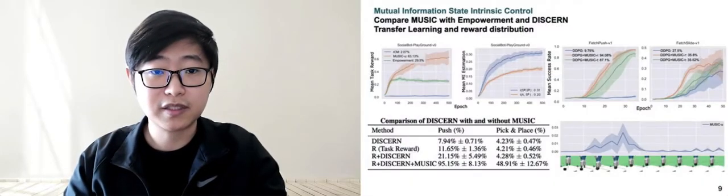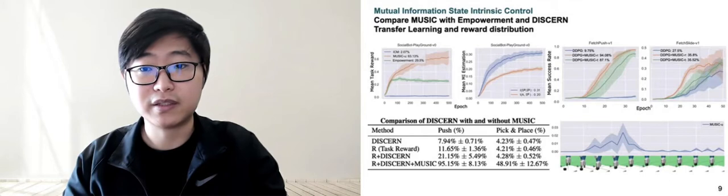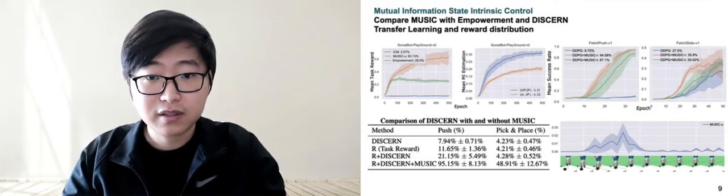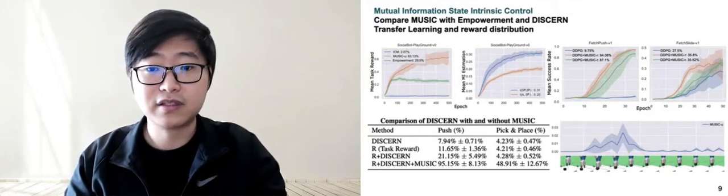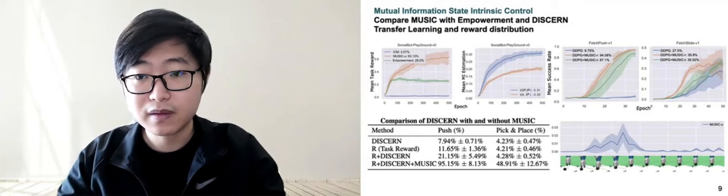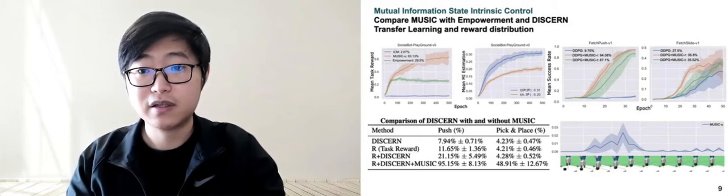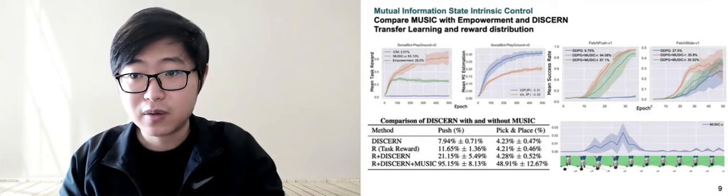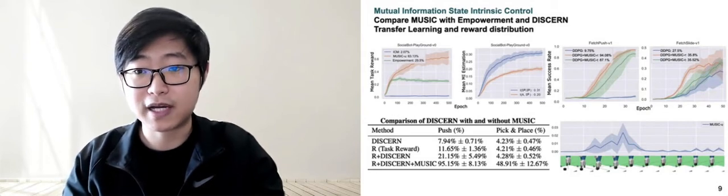We also did more extensive tasks and compared the performance between MUSIC and the empowerment and DISCERN. And also we did some experiments in the transfer learning settings, and we also show the insight of the reward distribution. So in the first figure, we can see that the MI objective of MUSIC converges faster than the MI objective of empowerment. In the second figure, we first pre-train the intrinsic objective function in the pick and place task, and directly deploy the learned reward function in the fetch push and the fetch slide task. We can see that this transferred intrinsic reward still helps the agent to learn quickly to solve the downstream task.